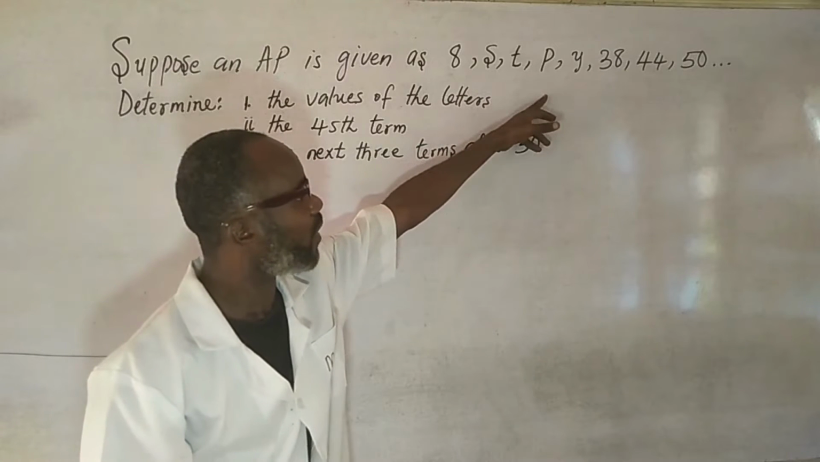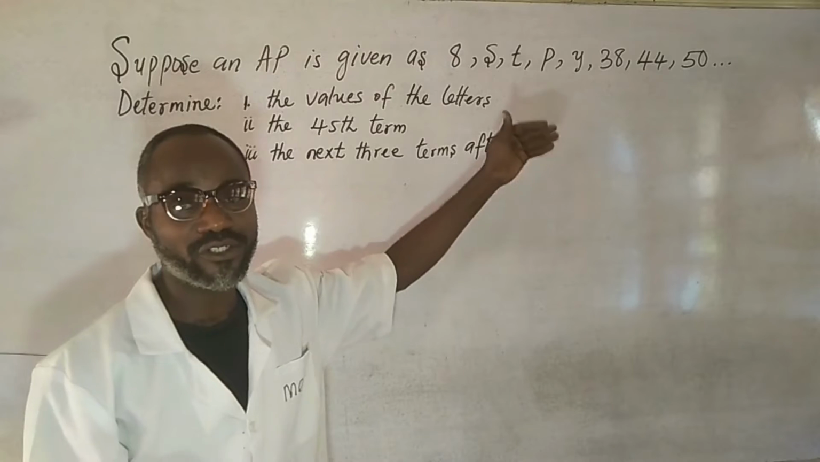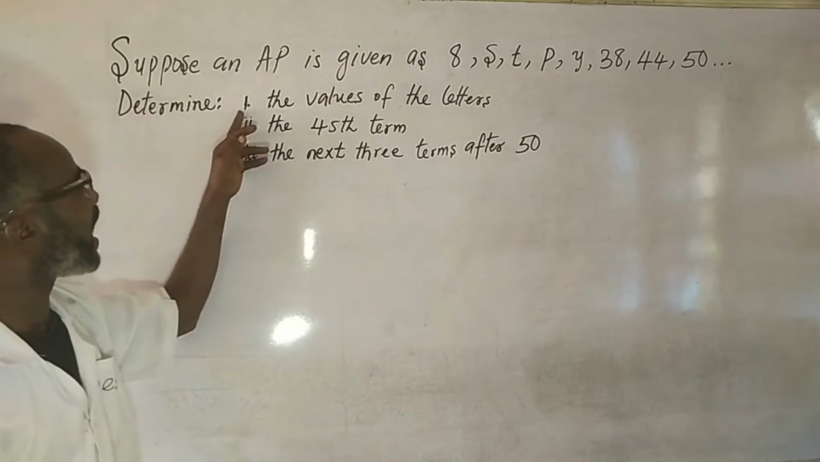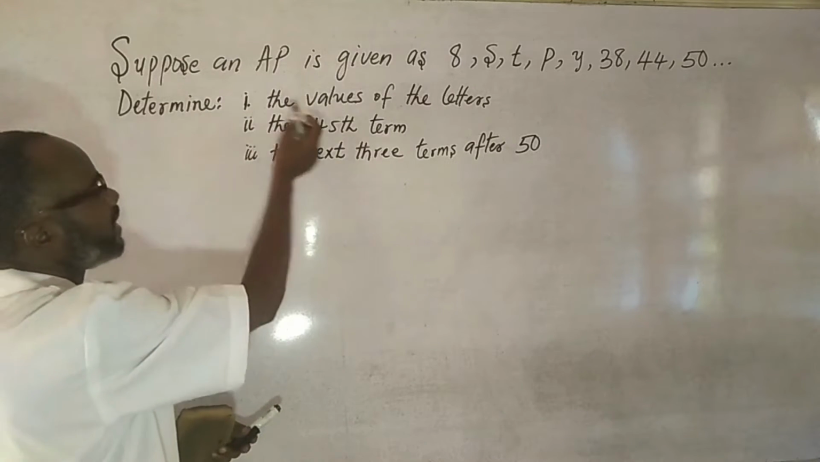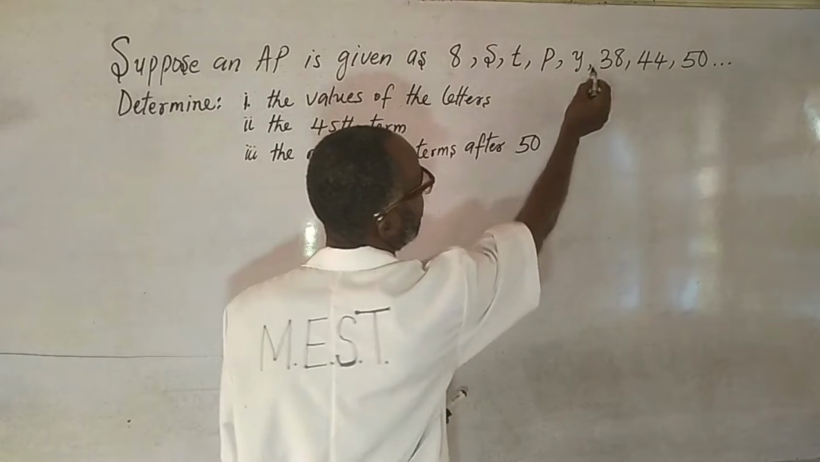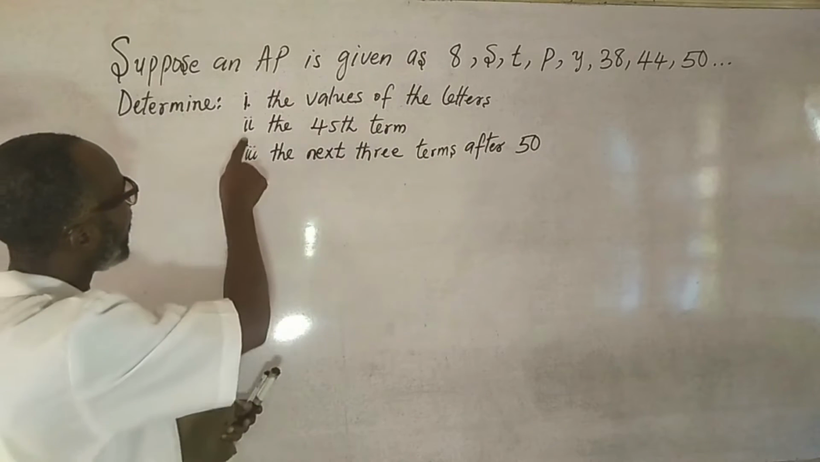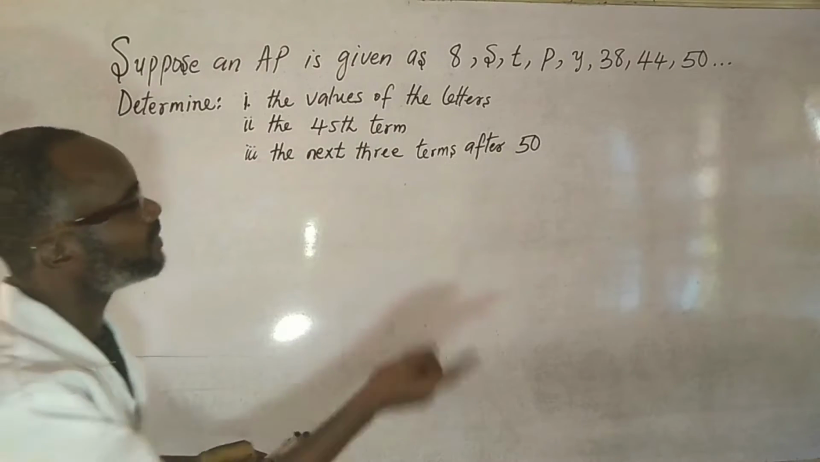T, P, Y, 38, 44, 50, dots, and so on and so forth. Determine the values of the letters. The values of these letters have to be determined. Then the second one, the 45th term. The 45th term, what term is this?